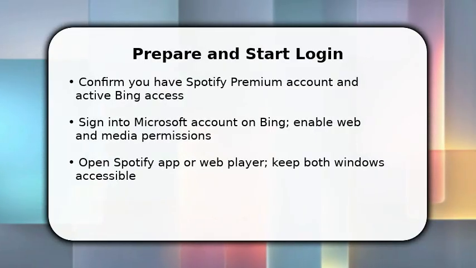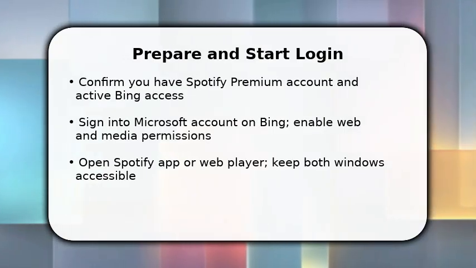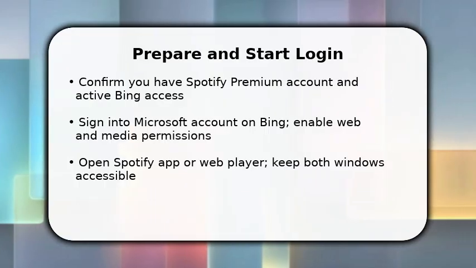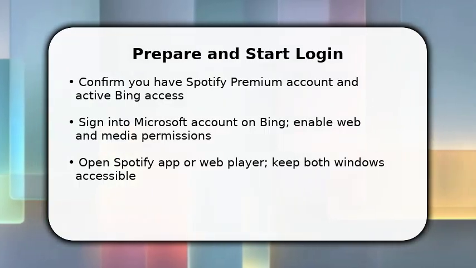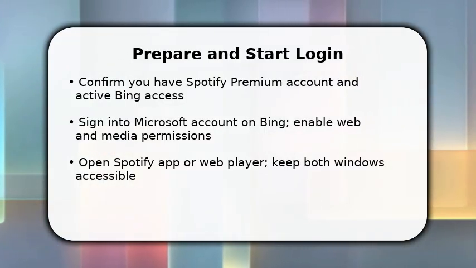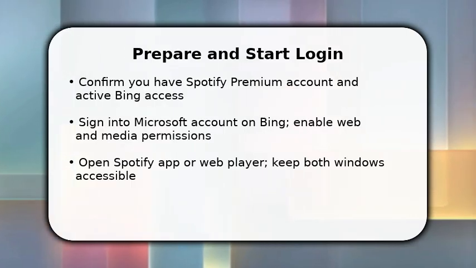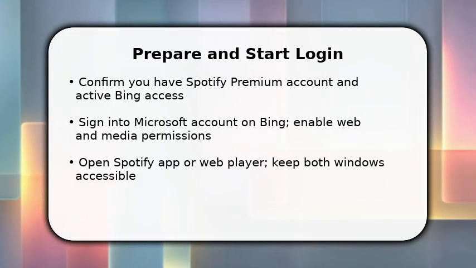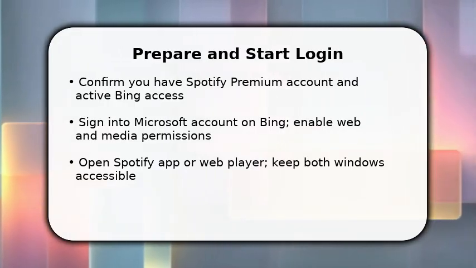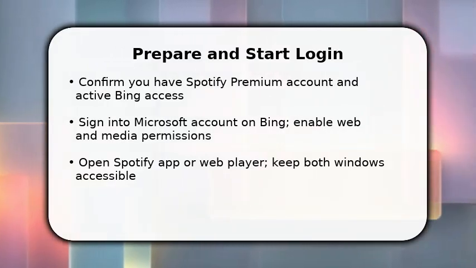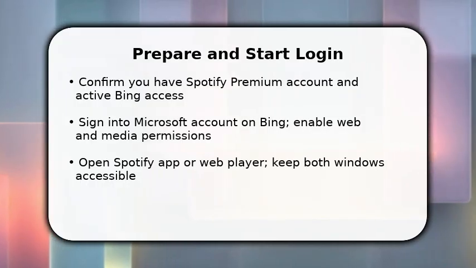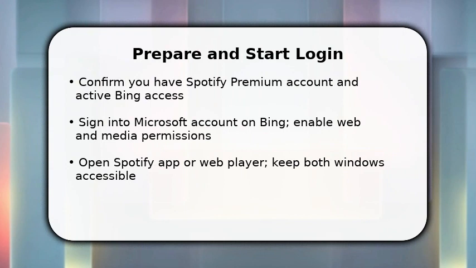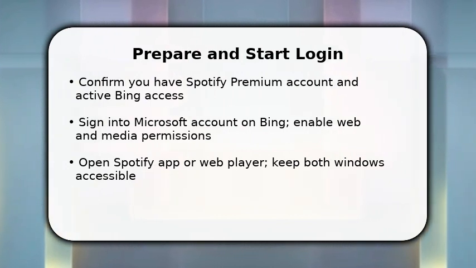You begin by confirming you already have Spotify Premium and a Microsoft account. This saves time. Once done, sign into Bing with that Microsoft account and grant media permissions so Bing can link to Spotify. Make sure Spotify is open in the same browser or app and that playback is possible. Now, initiate the connection from Bing's Music or Media section. This first step creates the link that lets Bing control Spotify and access your library. So start here to avoid interruptions.